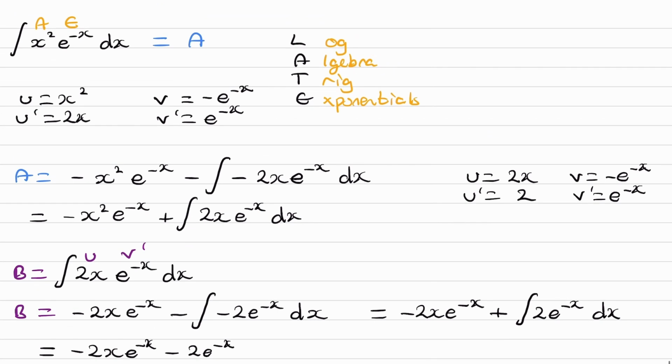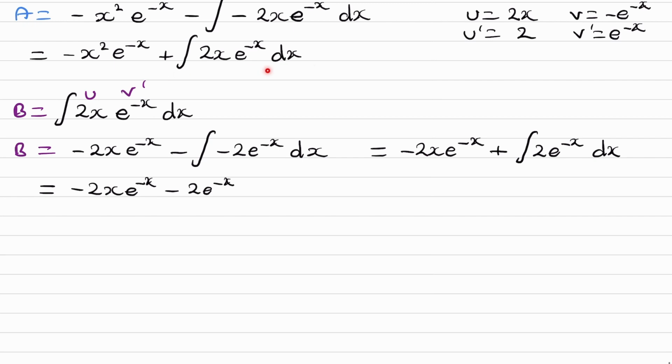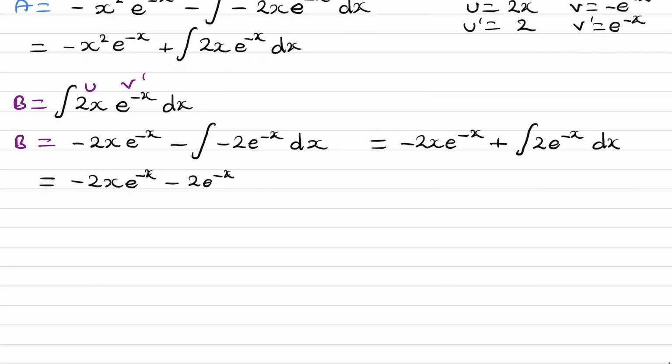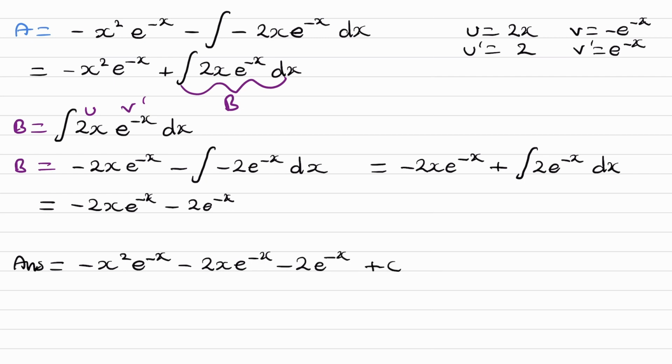Alright, now we can combine everything together. So we're trying to work out what A is. A is equal to this. This bit here was B, so maybe I'll write that down. This bit is B. So the beginning of A, which again is our answer, is minus x squared e to the minus x. And then we're adding B. B is this. So plus all of this, that's just minus 2x e to the minus x minus 2e to the minus x plus c.